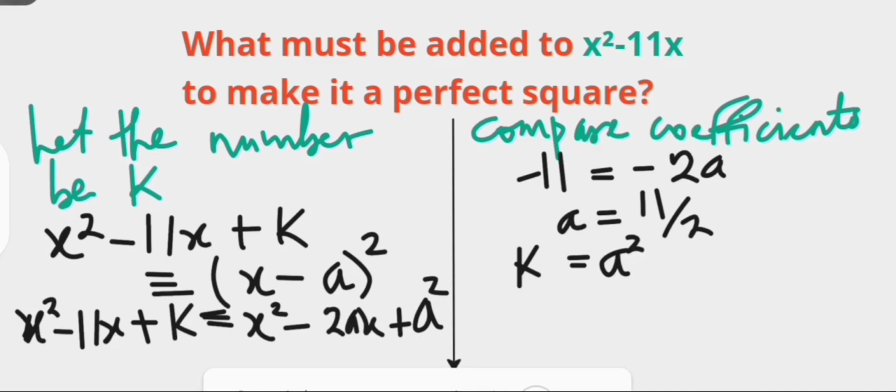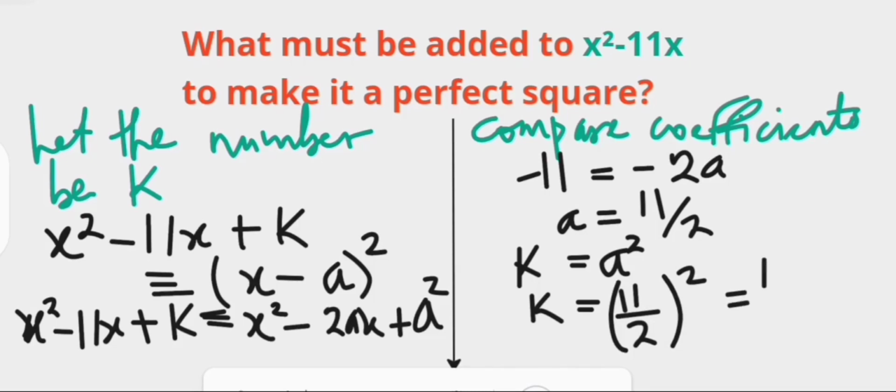Then k, the constant term on the left hand side, is equal to a squared on the right hand side, the constant term on the right hand side, so that k is going to be 11 over 2 all squared, which is what we need to add to make the expression a perfect square. Or we can write it by taking the squares actually as 121 for 11 squared over 4 for 2 squared.